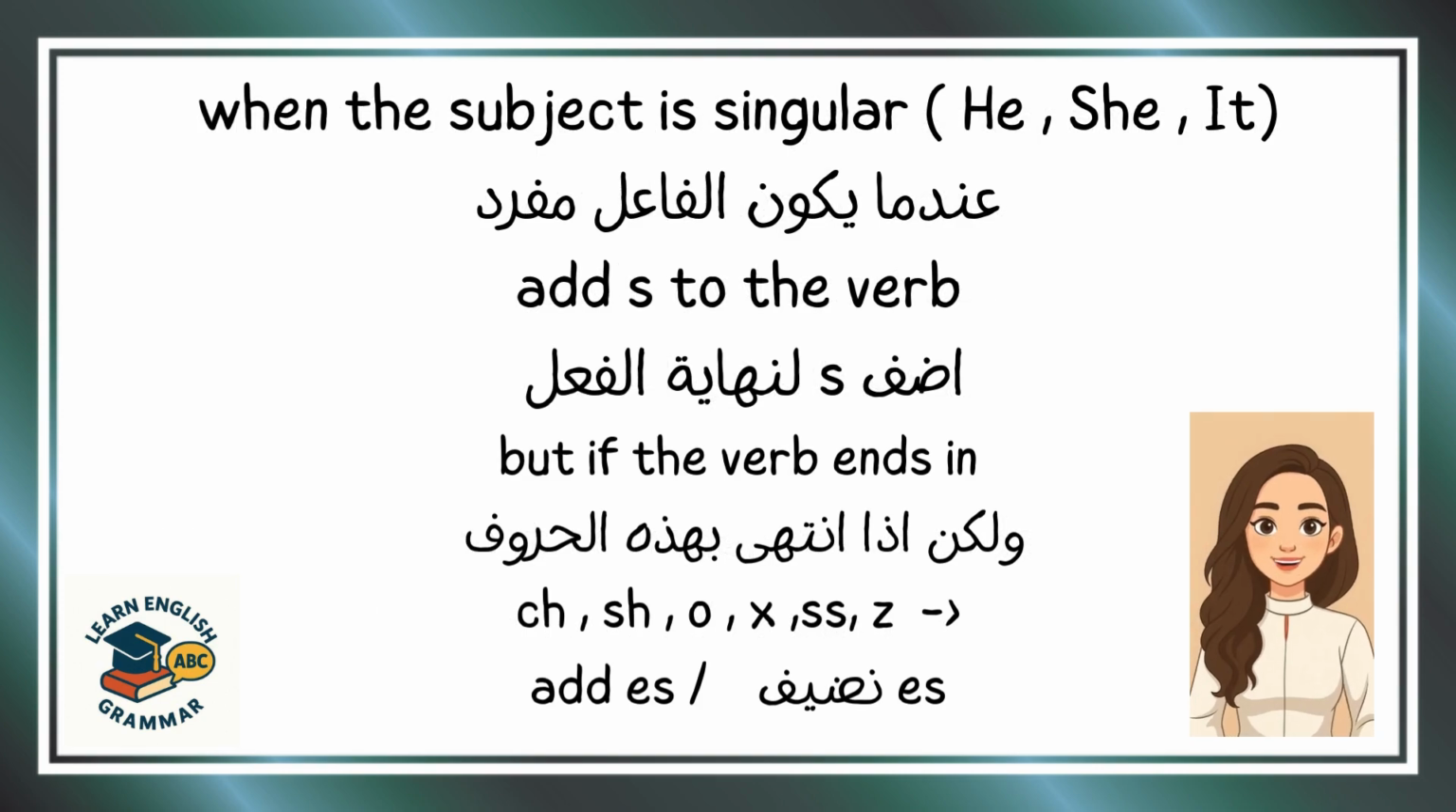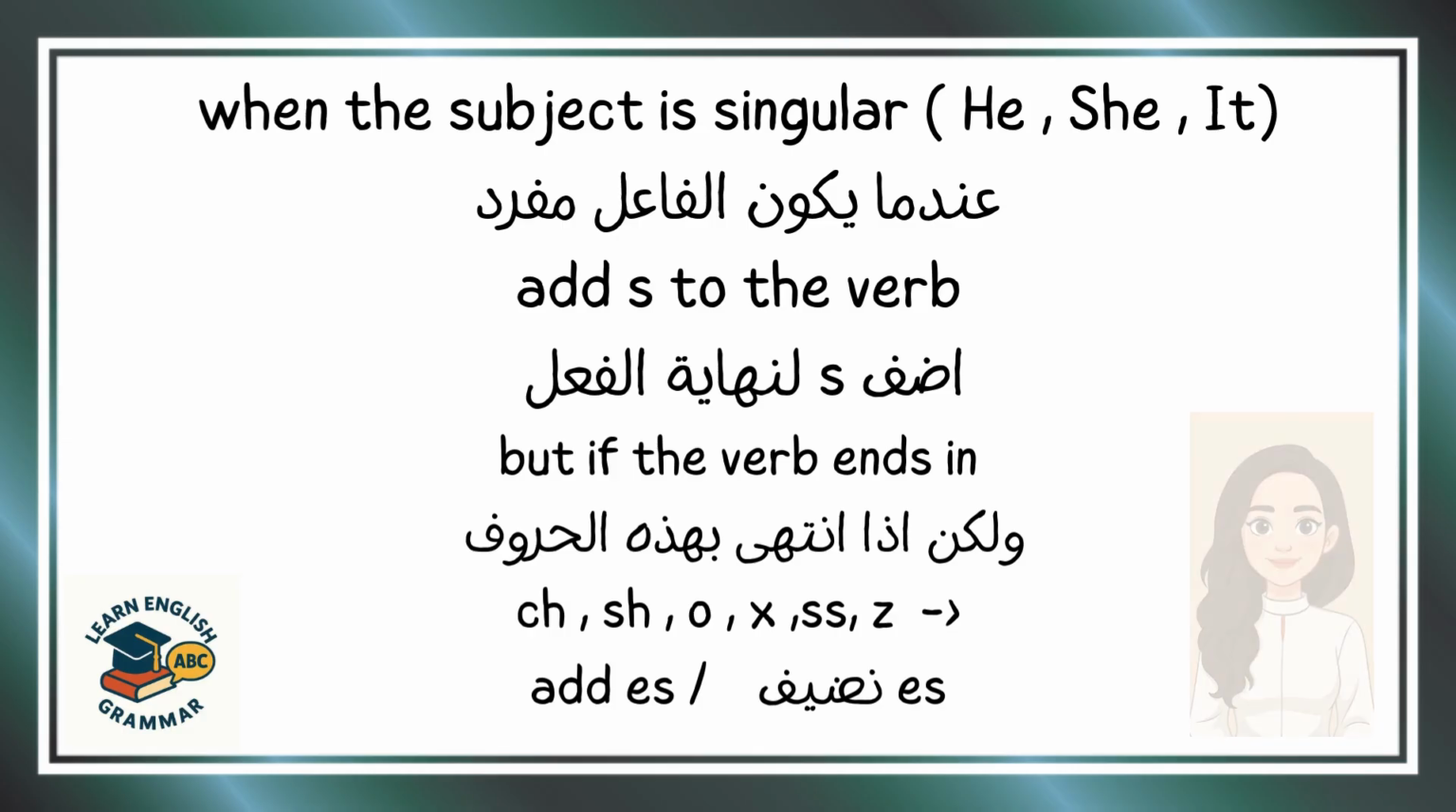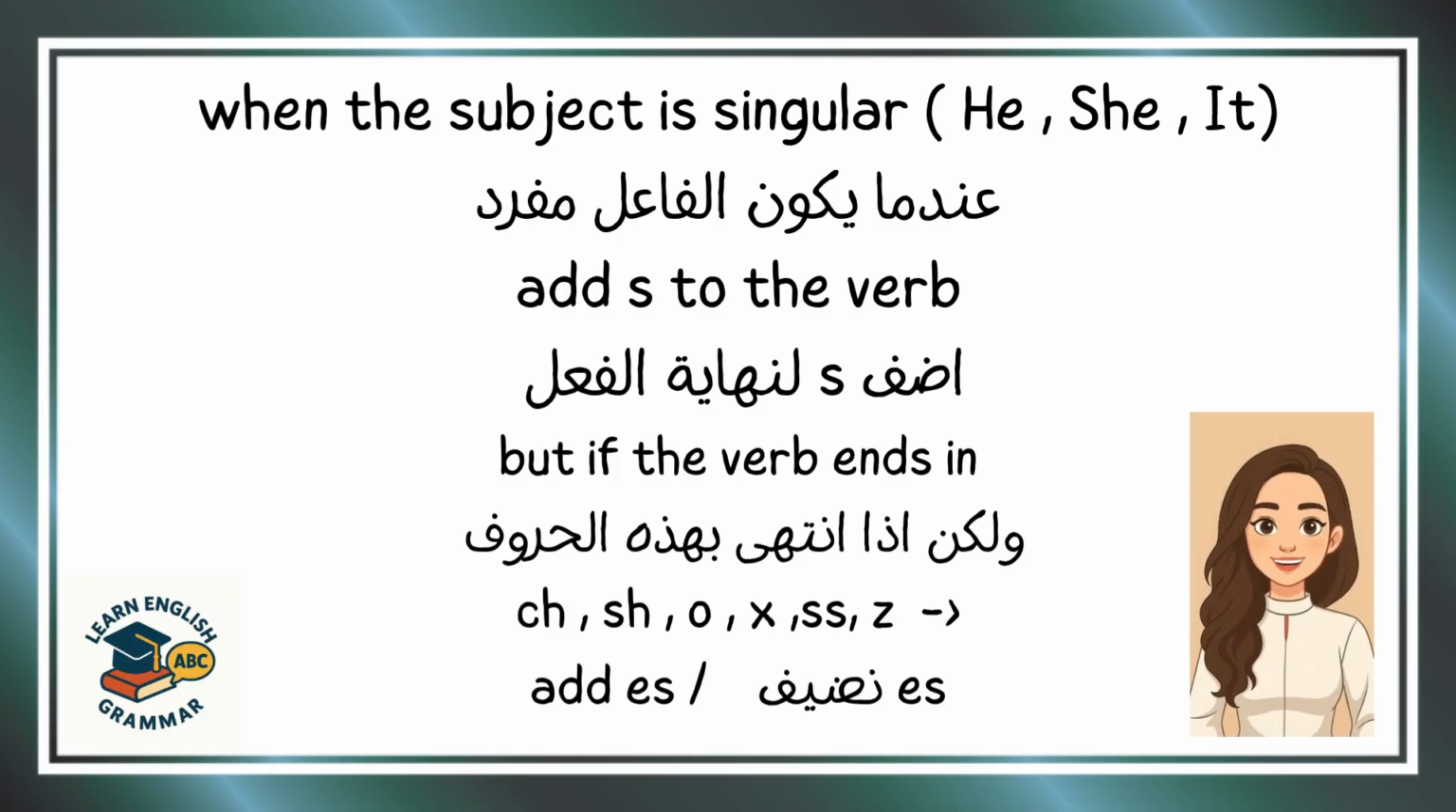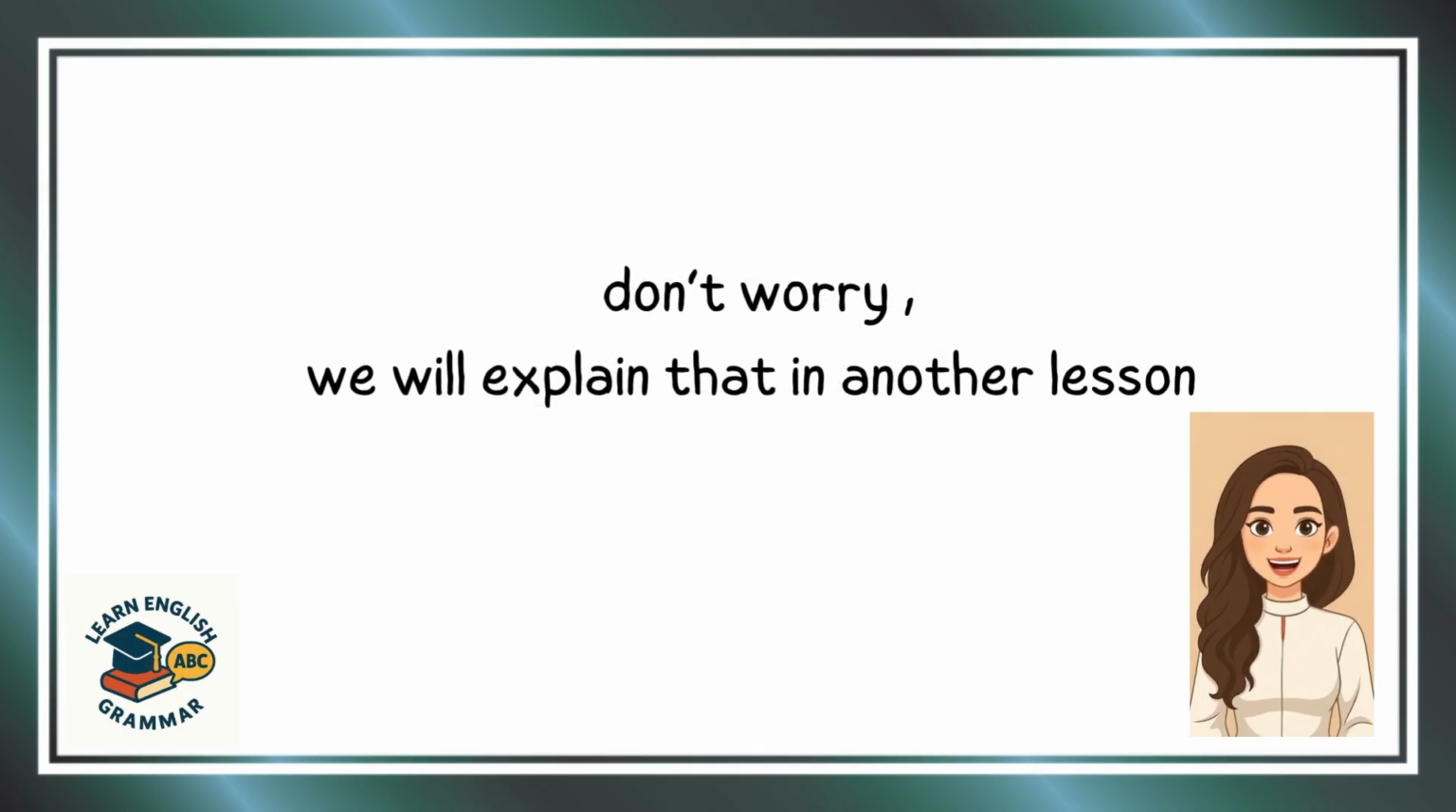When the subject is singular, he, she, it, add s to the verb. But if the verb ends in ch, sh, o, x, ss, z, add es. Don't worry, we will explain that in another lesson.